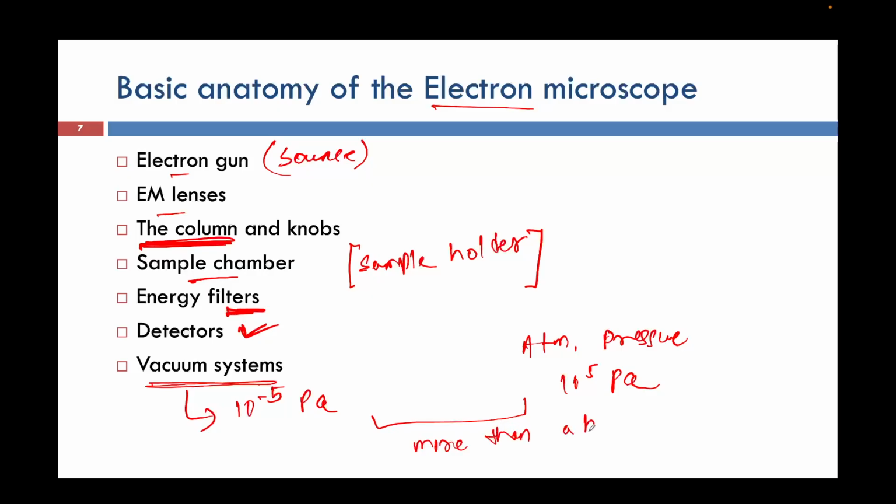We have to maintain a vacuum more than a billion times lower, 10 to the power minus 5 Pascal, whereas our atmospheric pressure is 10 to the power 5 Pascal. So these are the basic systems, I would rather say, not components, because inside each of these systems there are different types of components present. These are the major systems of a transmission electron microscope.